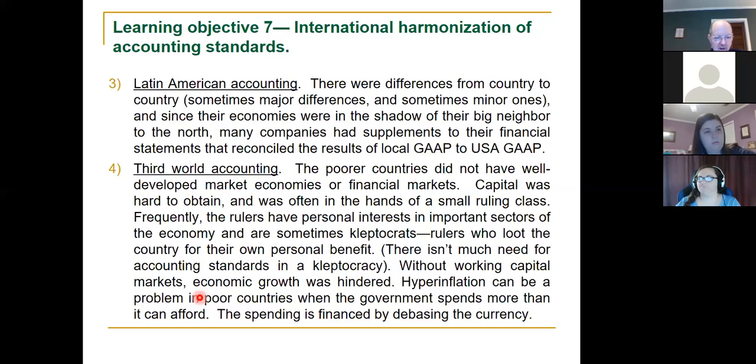Without working capital markets, economic growth was hindered. Hyperinflation can be a problem in poor countries when the government spends more than it can afford. Something to look forward to here, perhaps. The spending is financed by debasing the currency.